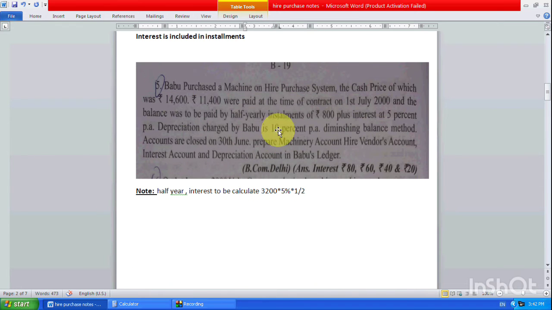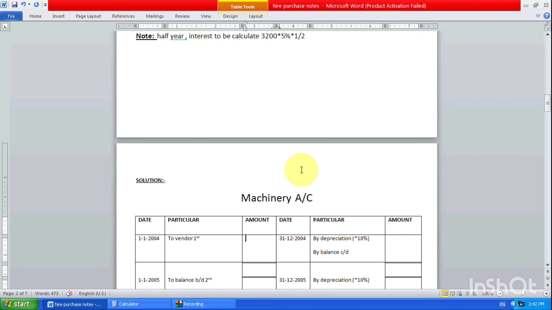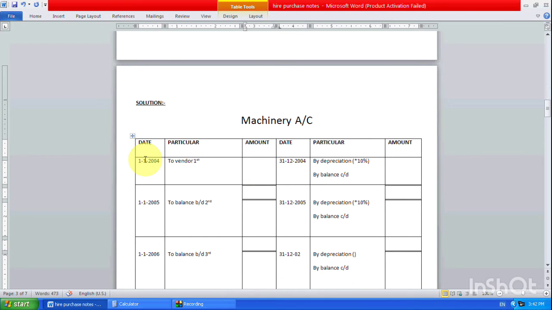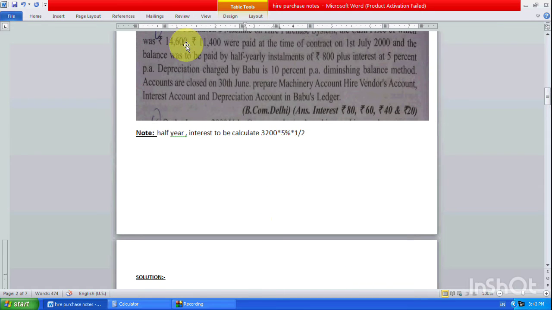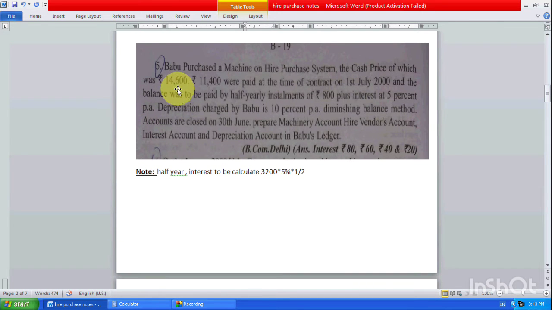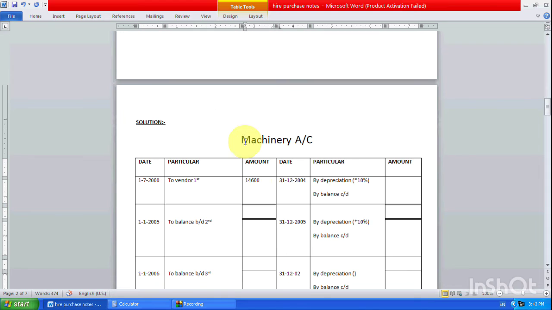Started from, okay, see, 14,600 is the balance value of, and here write 1st July 2000 to vendor 14,600. 14,600 is the value of the machine. Now see the value of the machine. Now here depreciation is 10%.